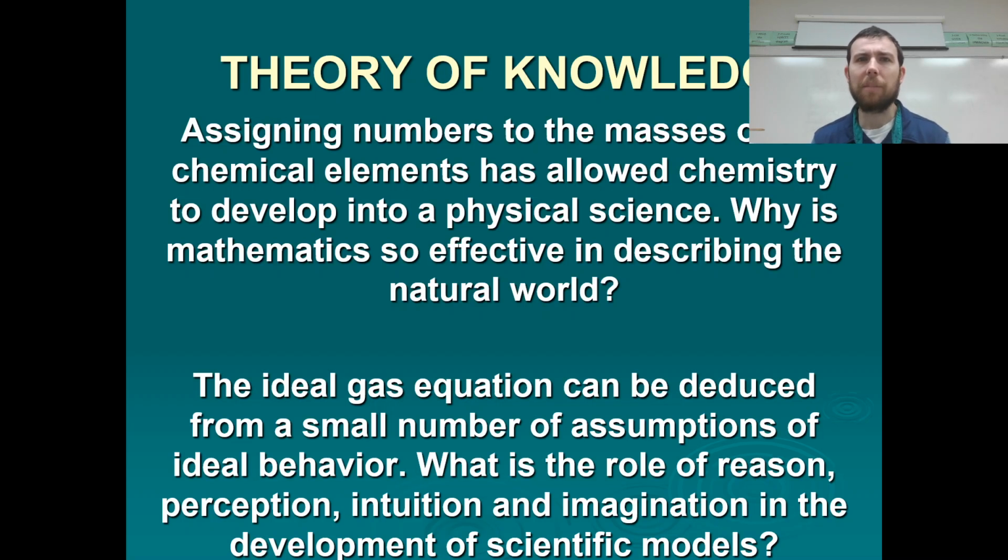Now, here are some questions to be thinking about in terms of that idea of TOK, of how did we acquire the knowledge that we have, how are we working through that? So 2 questions for you to consider. Assigning numbers to the masses of the chemical elements has allowed chemistry to develop into a physical science. And just to think through that, why is mathematics so effective in describing the natural world? The second question here, the ideal gas equation can be deduced from a small number of assumptions of ideal behavior. What is the role of reason, perception, intuition, and imagination in the development of scientific models?